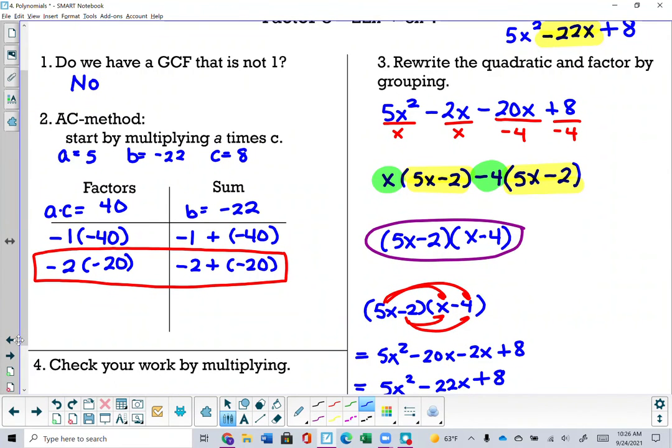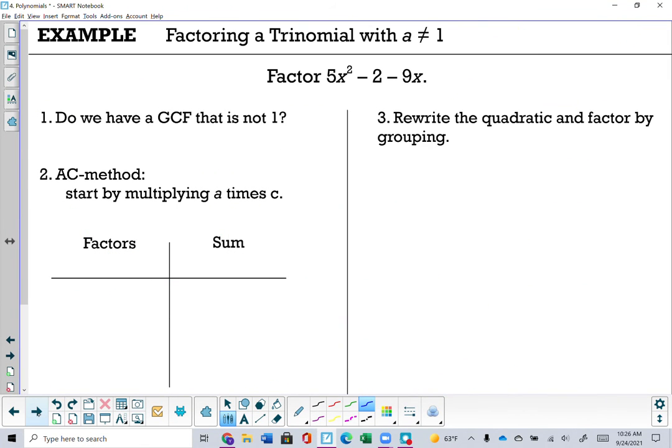All right, let's try another one. All right, so you can already see this is not in the standard form. So I want you to go ahead and put this in standard form and factor this, and then we'll do it together. All right, so let's start with standard form. So if we have 5x squared minus 2 minus 9x, standard form will be 5x squared minus 9x minus 2.